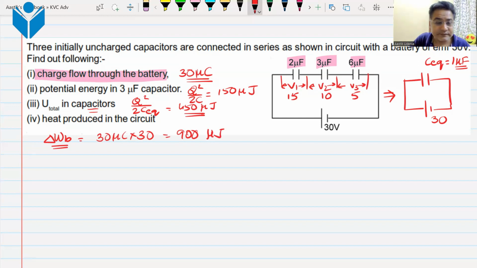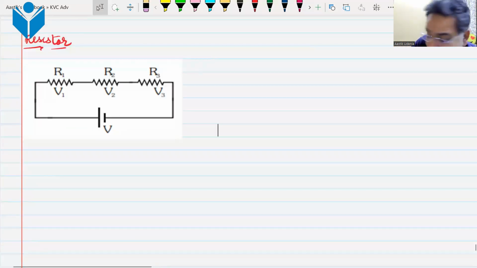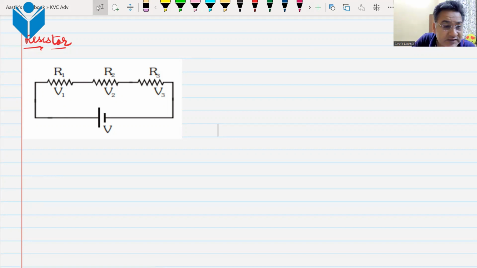Yes or no? Yes, sir. Okay, now having done this, we can do the brother of this. The brother of this is the combination of resistors, three resistors.